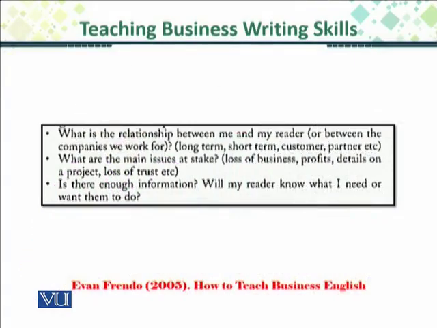So this is a checklist which you can use in order to gauge your own reaction. What is the relationship between me and my reader, or between the companies we work for? Is it long-term, short-term, customer, partner, etc.? What are the main issues at stake? Loss of business, profits, details on a project, loss of trust, etc. Is there enough information? Will my reader know what I need or want them to do?